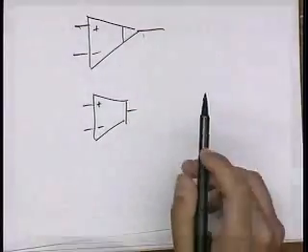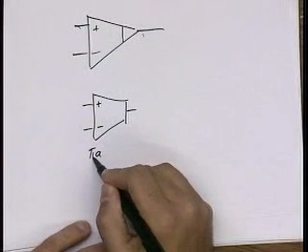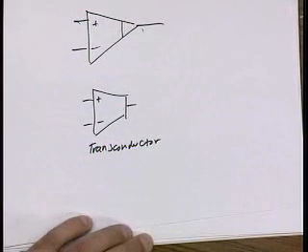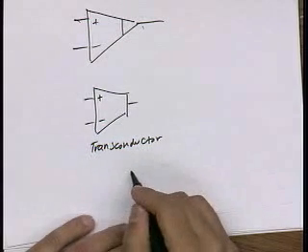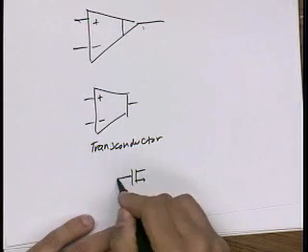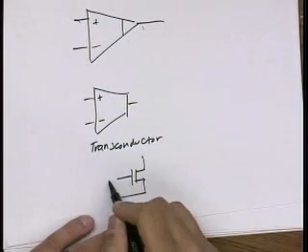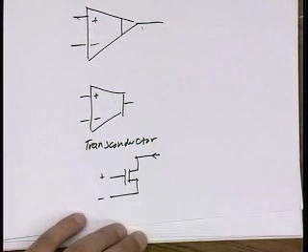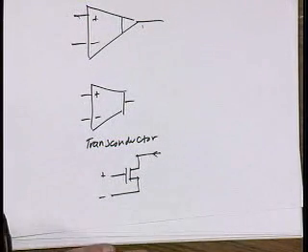So an OTA is actually just a transconductance amplifier. In other words, what's the world's simplest OTA? Yeah, a transistor, right? In fact, the name transistor is transresistor. So this is kind of the world's simplest OTA. Here's my plus and minus terminal, and here's my output terminal. Okay. So clearly this is not a good op-amp, right?